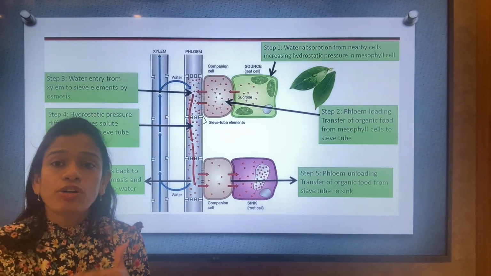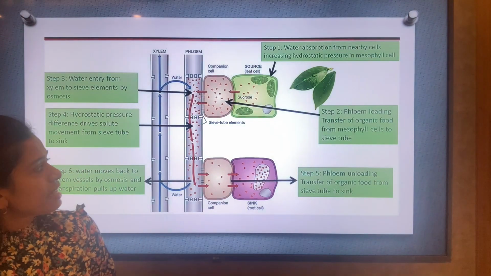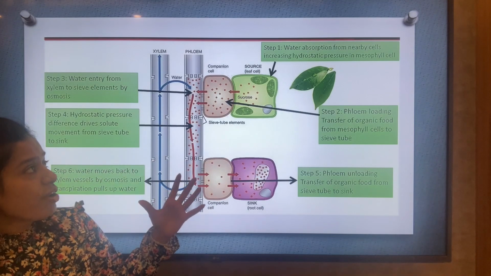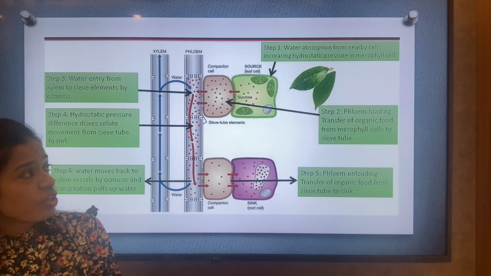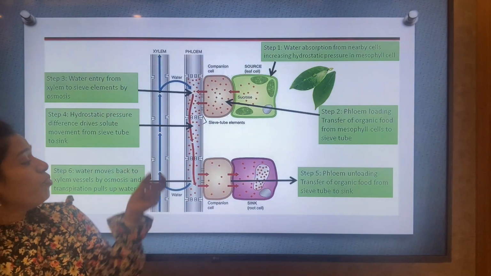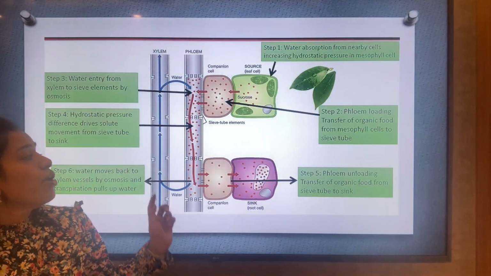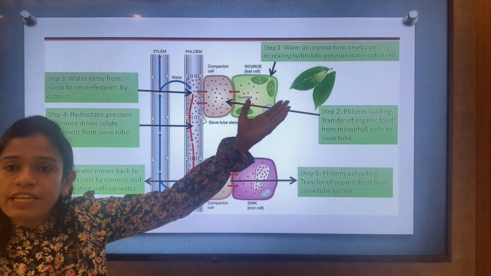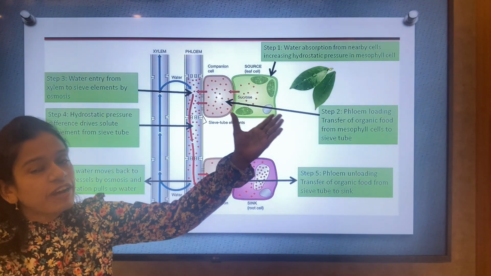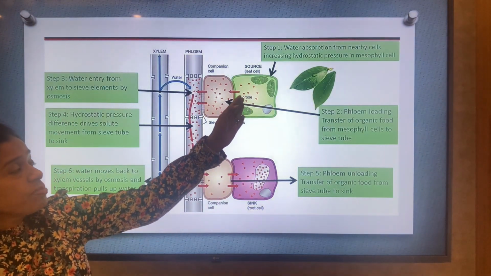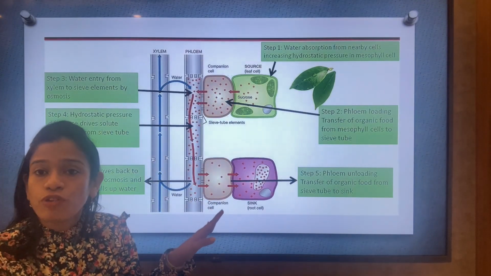So let us have a look at exactly how the phloem translocates the food. The first thing that happens is water is absorbed from the nearby cells due to increased hydrostatic pressure in the mesophyll cells. So the water flows in through the xylem tubes or xylem vessels, and the leaves prepare glucose or sucrose as the final product of photosynthesis, which seeps into the companion cells and then into the phloem tubes.